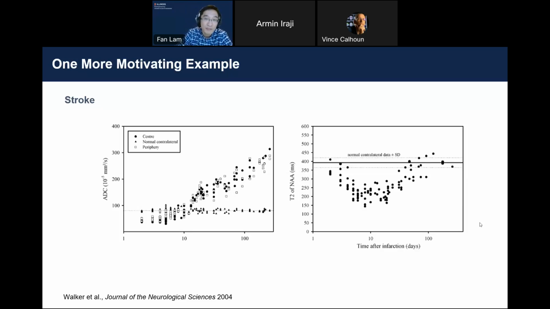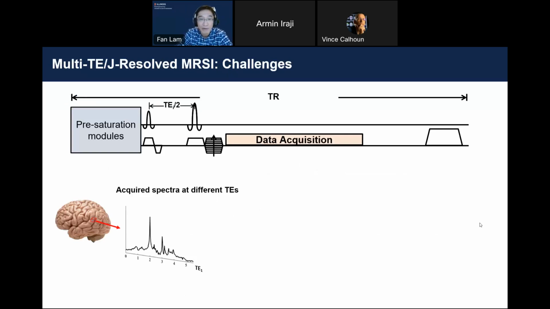If single voxel can do this, imagine what high resolution imaging could give you, right? So the problem to do this is very challenging. This diagram shows what we will do in the conventional single TE MRSI experiment. Basically you will get a single spectrum out from every voxel in the brain.